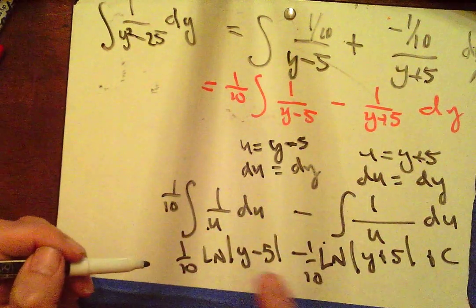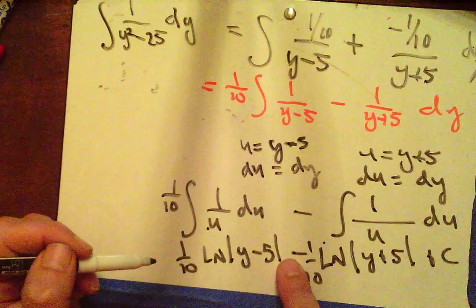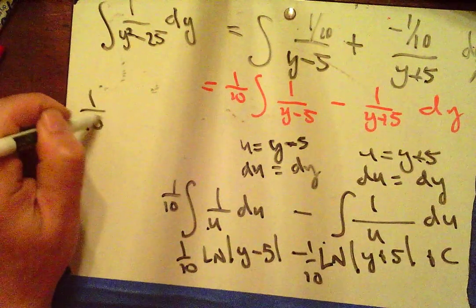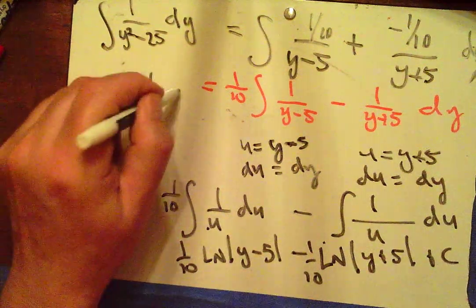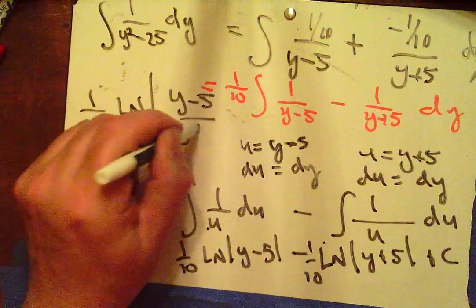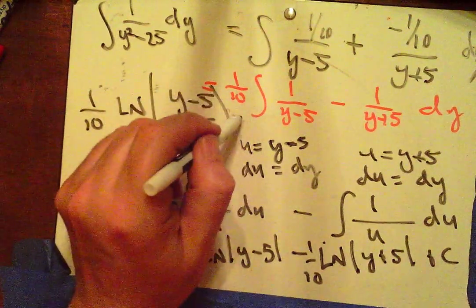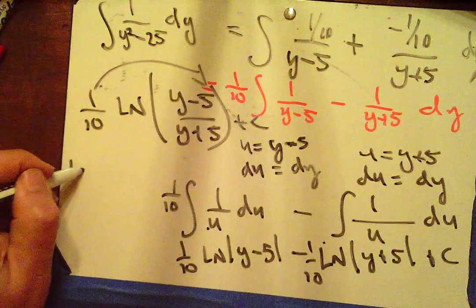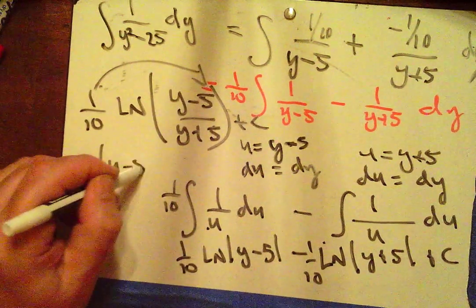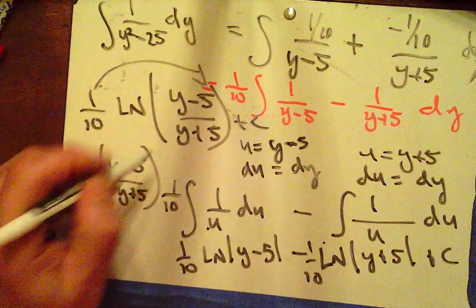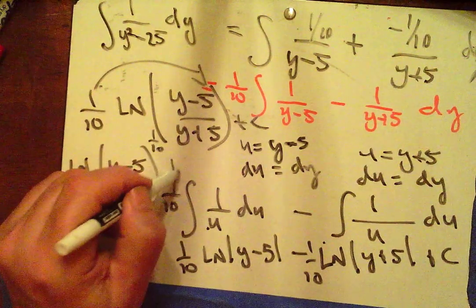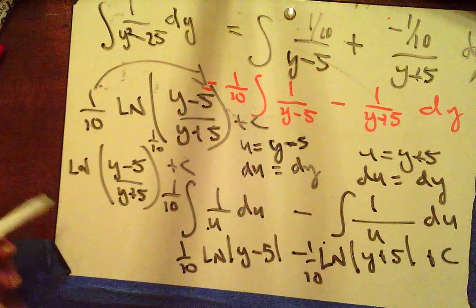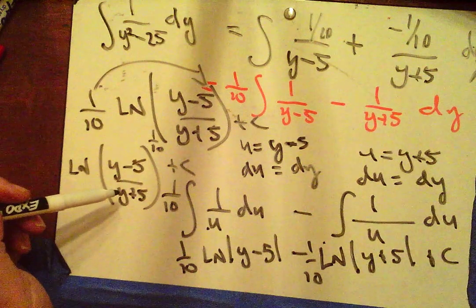Now, of course, two logs joined with subtraction, I could condense that. This could be 1/10 ln of (y minus 5)/(y plus 5), plus c. In fact, you could even kick that up there and say that ln of ((y minus 5)/(y plus 5)) to the 1/10 power plus c was our antiderivative.